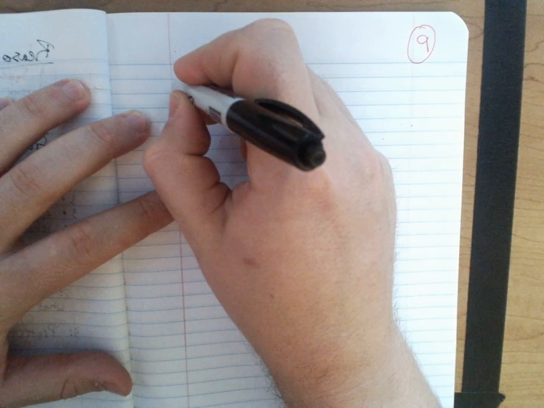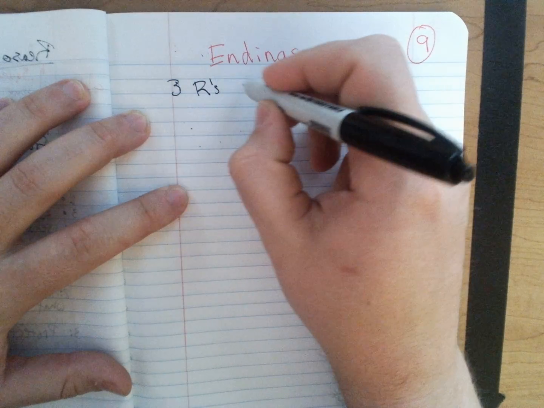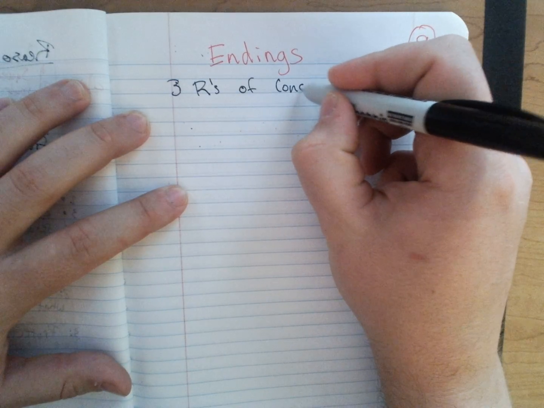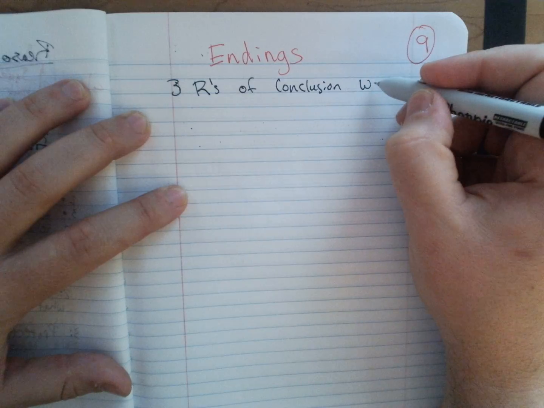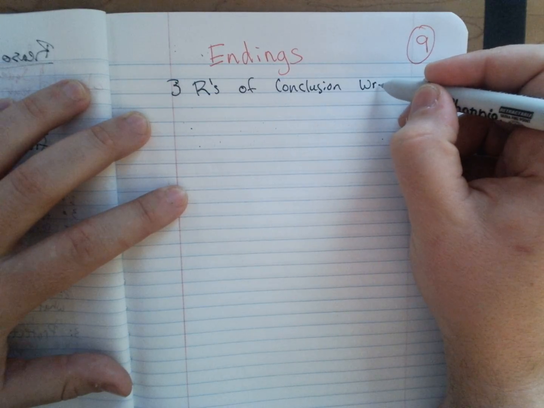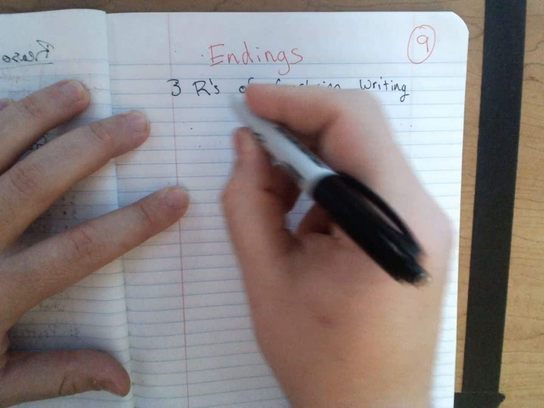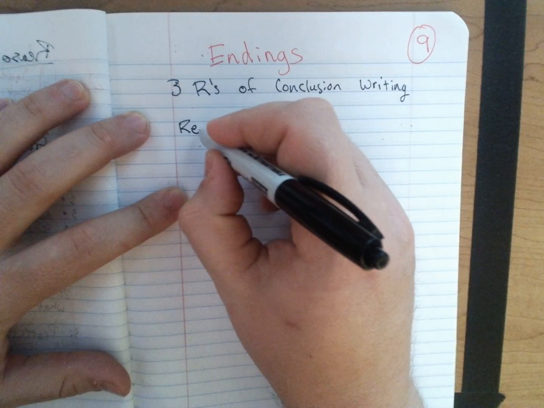Oh, and you know what I'm going to say? I'm going to say this is the 3 R's, the 3 R's of conclusion writing. And I'll use endings and conclusions interchangeably, just like my exits. So the first one is restate.